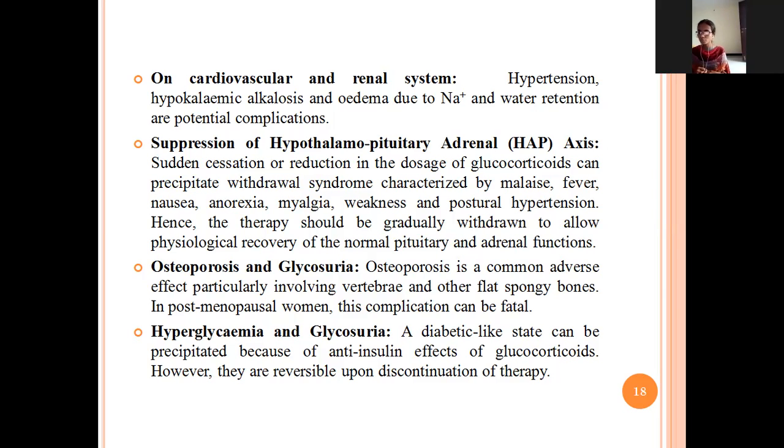Sudden reduction in the dose of glucocorticoid can precipitate withdrawal symptoms, which are characterized by fever, nausea, anorexia, weakness, and hypertension. So the therapy should be gradually withdrawn to allow physiological recovery of the normal pituitary and adrenal functions. Next one, hyperglycemia. A diabetic state can be precipitated because of the anti-insulin effect of the glucocorticoids. This is reversible upon discontinuation of the therapy.